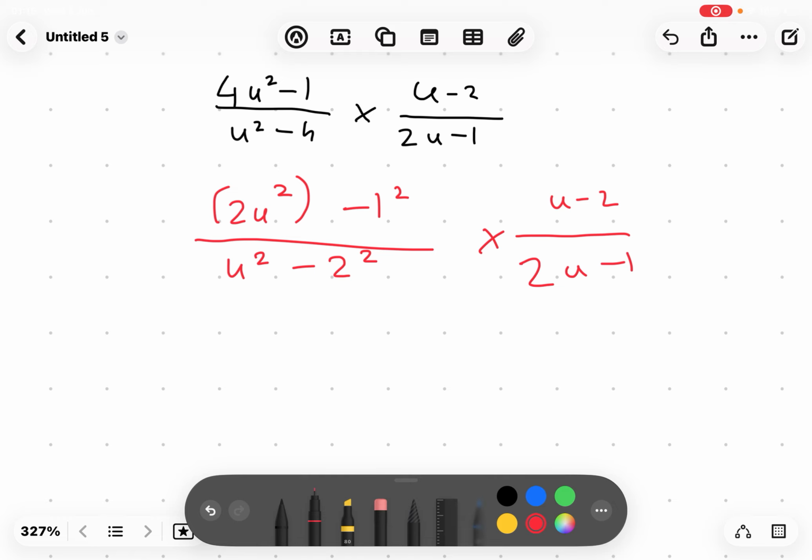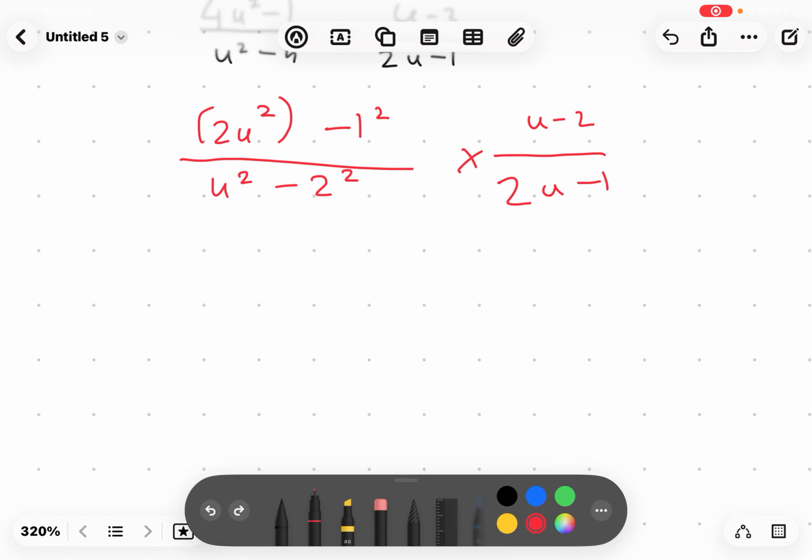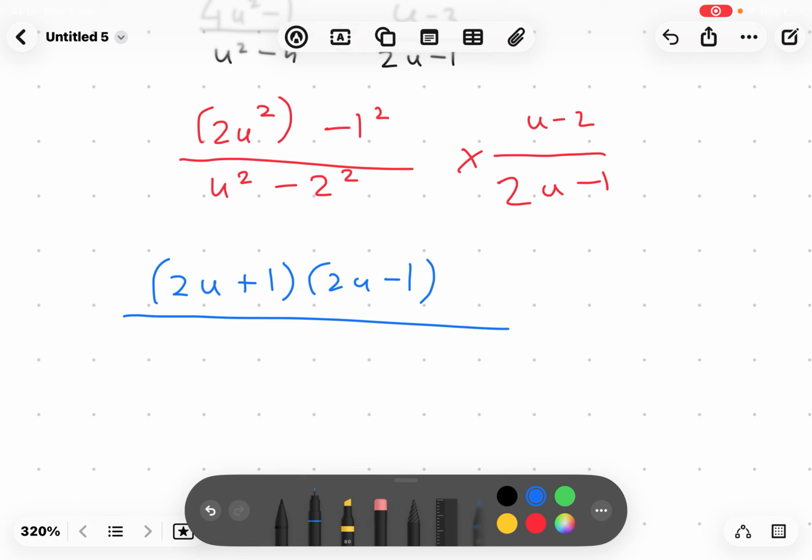And after all that, look, we can take away this. And then we can take away the 1. Oh no, sorry. So now we have to do the difference in brackets. So let's go. So 2u plus 1, 2u minus 1, u plus 2, u minus 2, times u minus 2u minus 1.